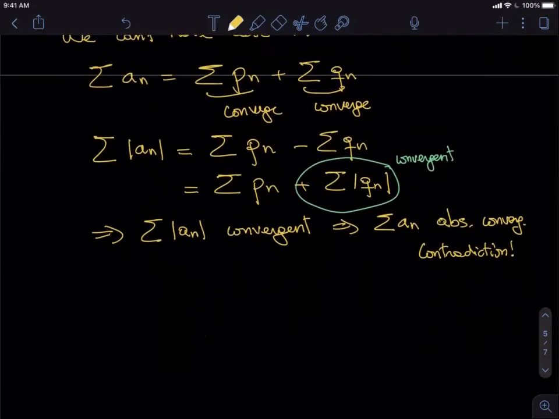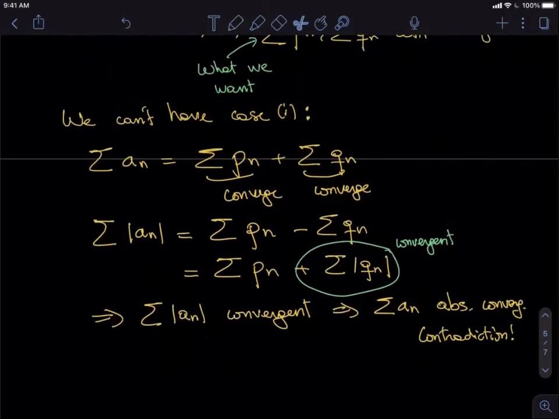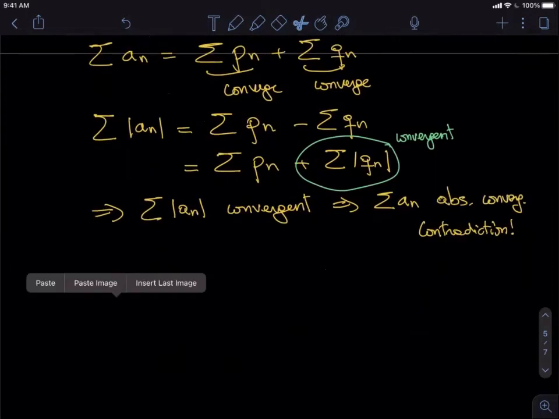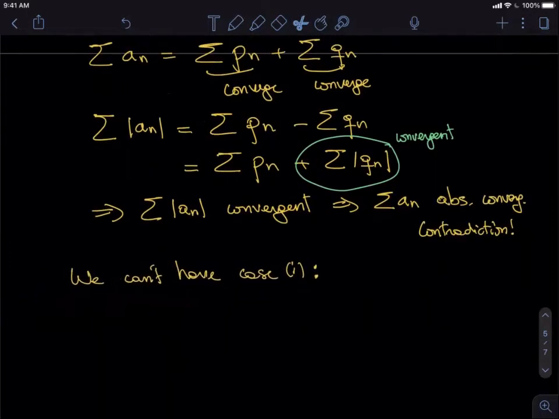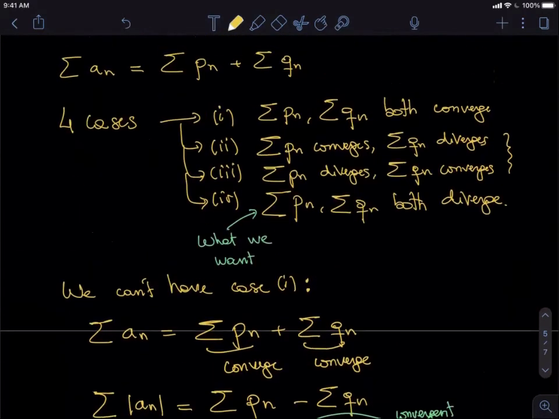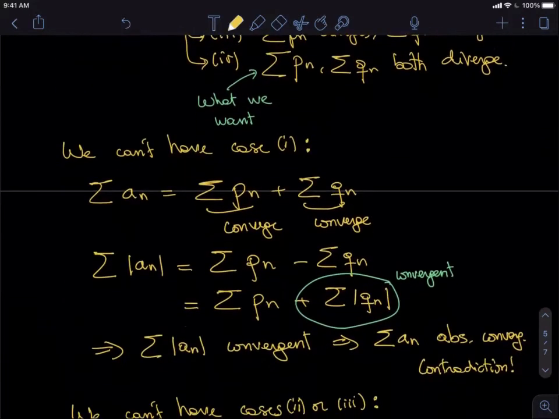Now, the second case is also not possible. Let's do actually the second and the third at once. So you cannot have cases 2 or 3. So I will do 2, and you can do 3 for practice. Okay, remember case 2, the sum of the Pn converges, the sum of the Qn diverges.